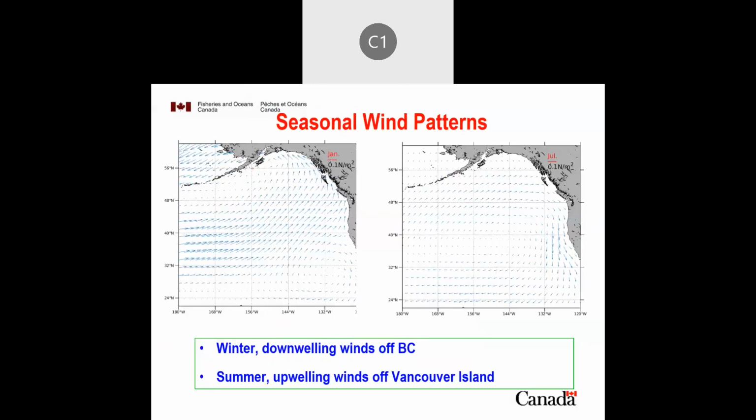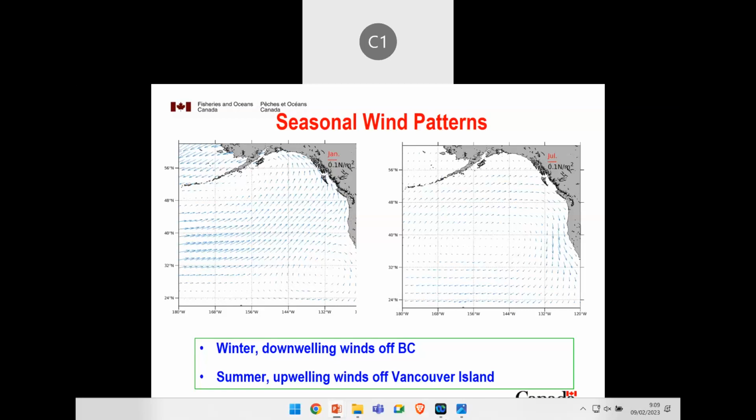And here we are looking at the climatological monthly mean wind pattern. On the left is the winter, January, and on the right is July. You can see off the Canadian coast, the wind in the wintertime is predominantly poleward, and in the summertime is predominantly equatorward. So this is a very important driver for circulation pattern changes in this region.